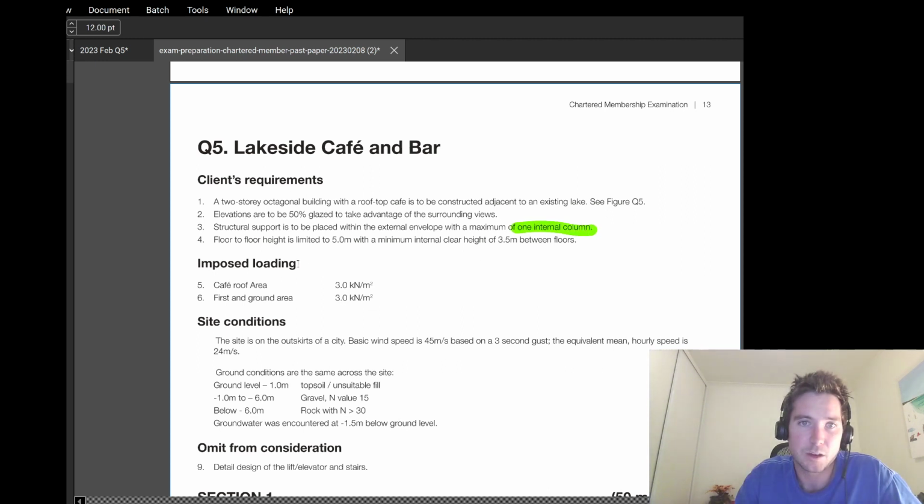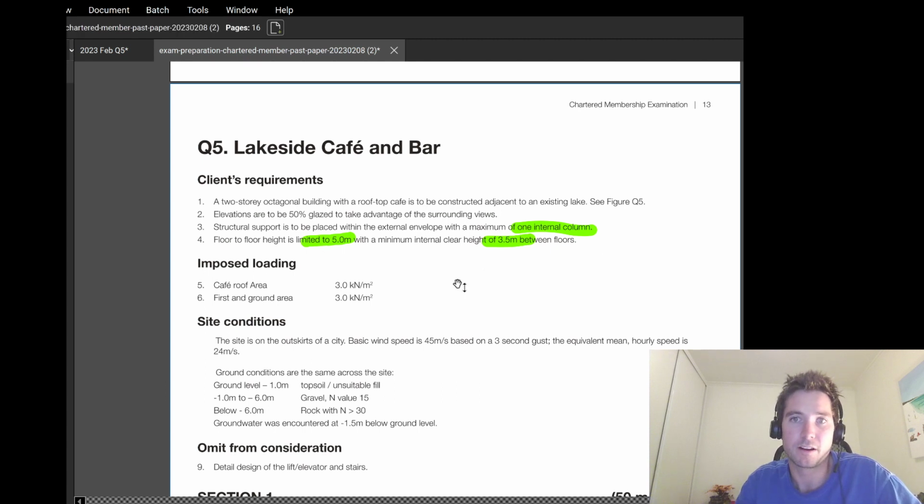And then here we're given the floor to floor heights being 5 meters with an internal clear height of 3.5. So the difference to that is being 1.5 meters. So that would be the maximum structural depth, including your floor and beams.